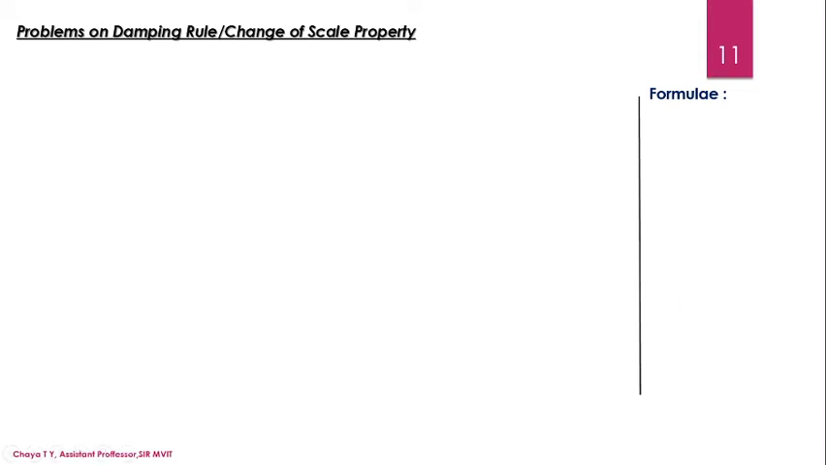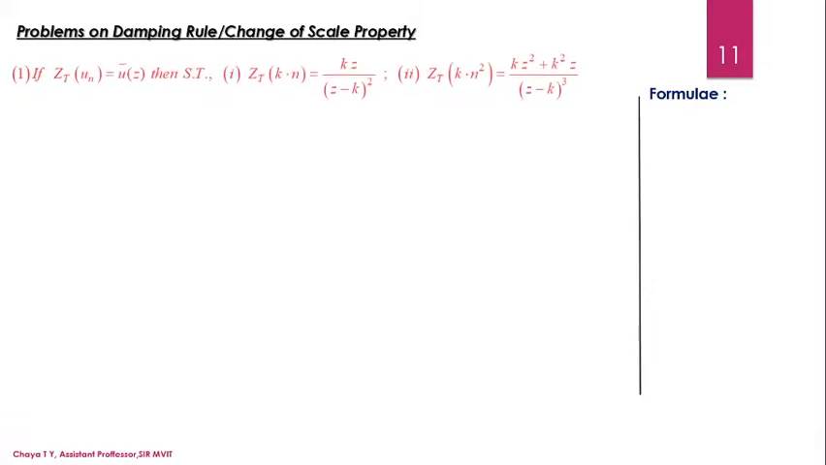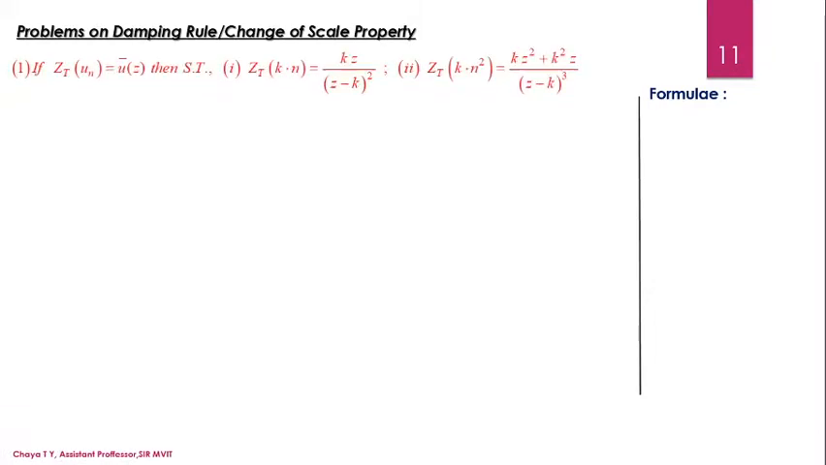Yeah, now dear students, we are going to consider problems on the change of scale property or damping rule. So here, first we have to show that the Z transformation of the product of the terms of the form k^n n is nothing but kz divided by (z minus k) whole square, and similarly the Z transformation of k^n n squared is nothing but (kz squared plus k squared z) by (z minus k) the whole cube, provided the Z transformation of any sequence u_n is written as u bar of z.